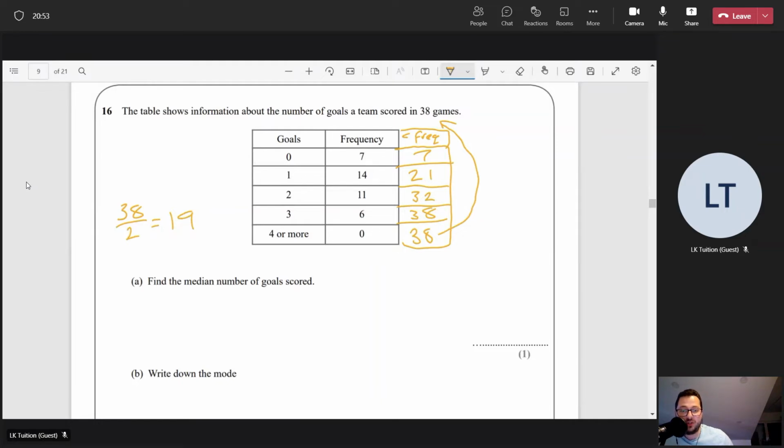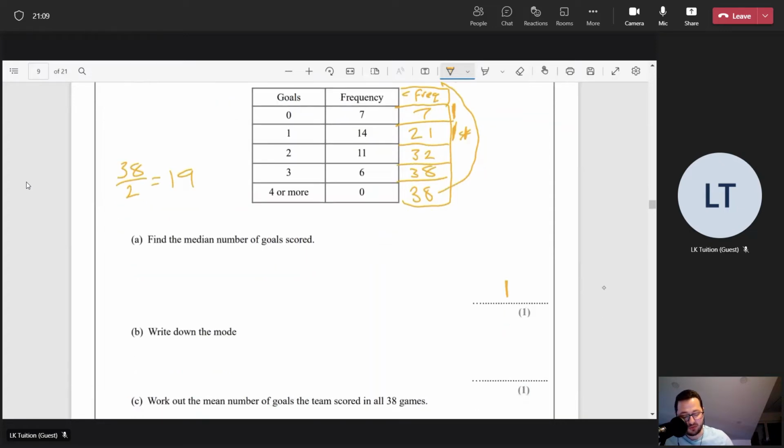Now this first row here, that just goes up to 7. And this second row goes up to 21. So this is going to be where the median is. So the median number of goals is going to be 1. B says write down the mode. Well, that's the most. And so you just look at the frequency, and that's going to be 1 as well, because 14 goals, 14 times 1 goal has been scored.